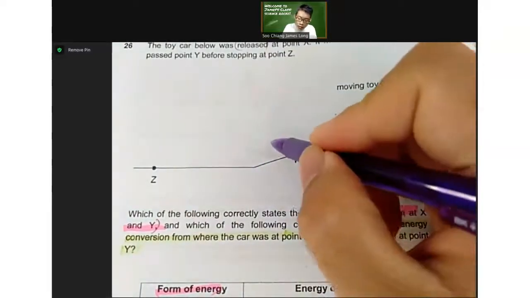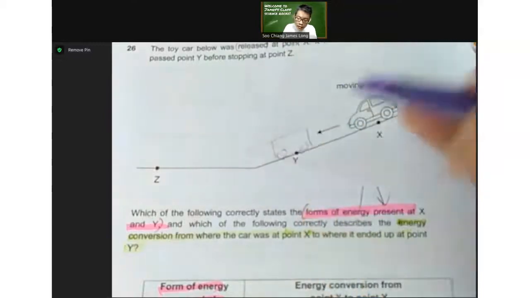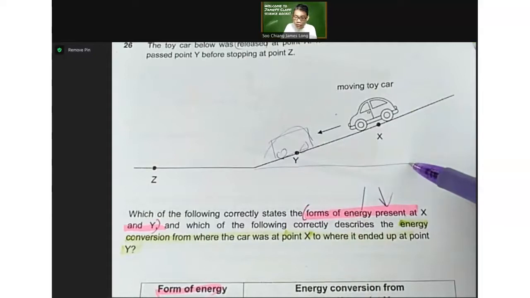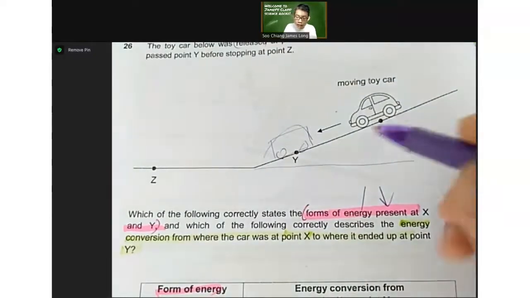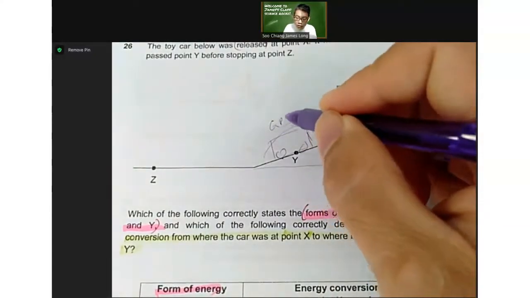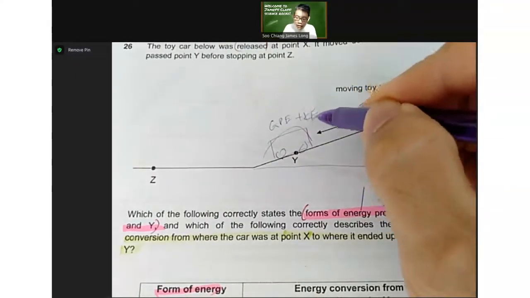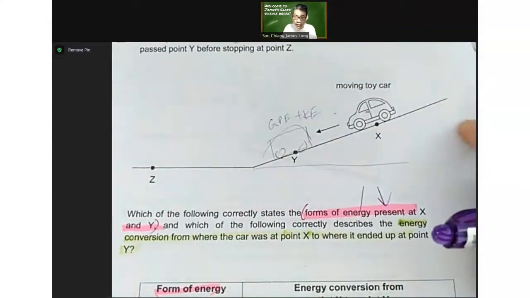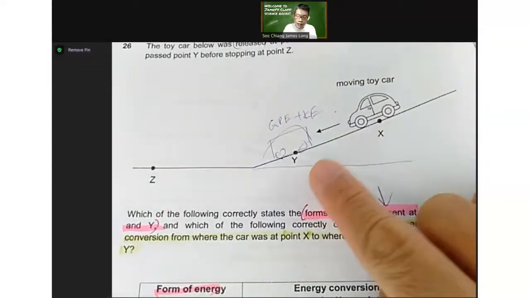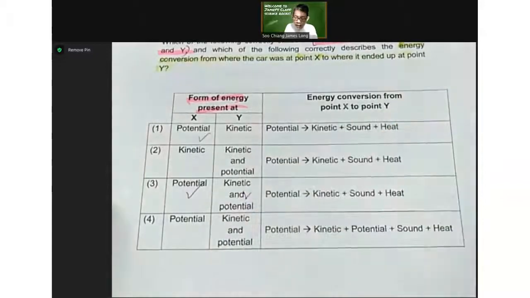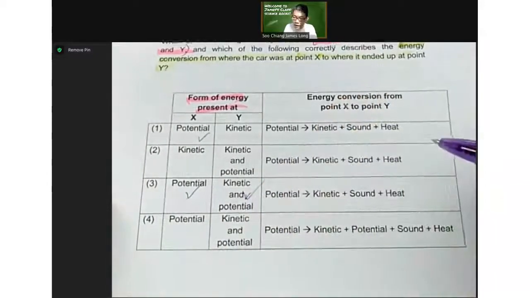So at this point, is the car still above the ground? Yes, so there is still PE, there's still gravitational potential energy. Is this car here moving? Yes, it is moving. So it will have KE. So these two forms of energy are there. If you understand this, you'll be able to understand this. That number 3 is the answer for question 26.